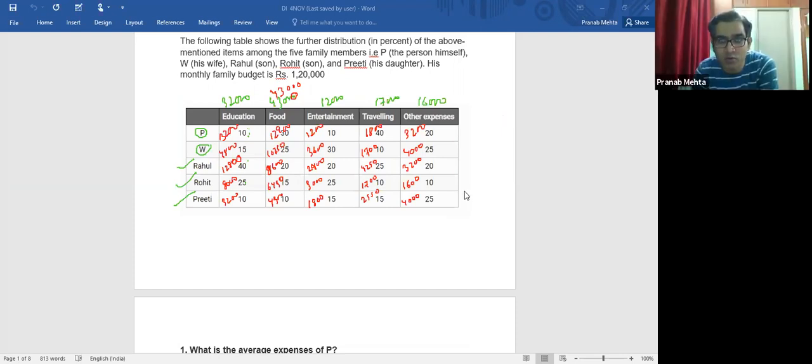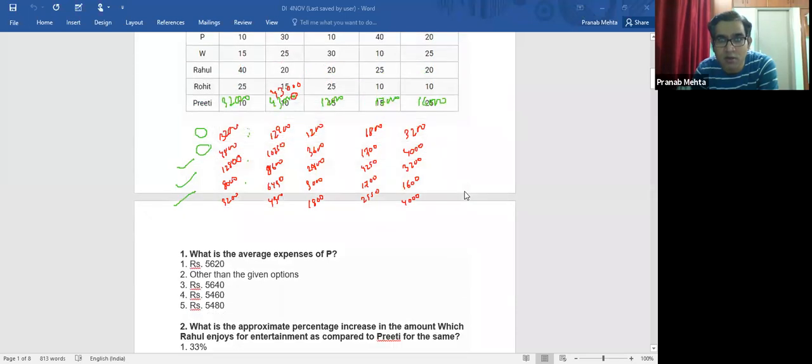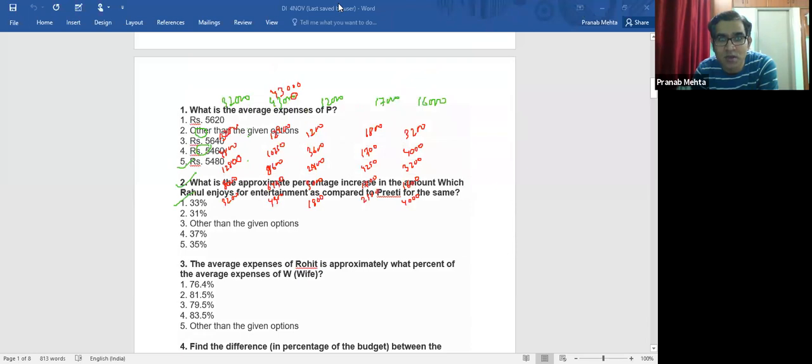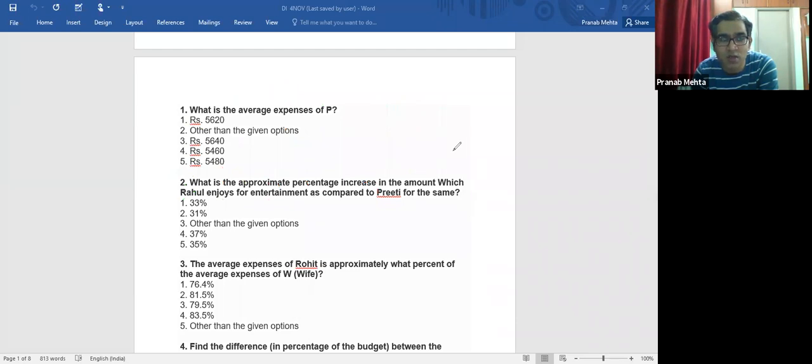Now I'll require you people to keep this data with you. It's fine, no issues. Now I think all of you have the data, so there's no problem. We can solve. Now, what is the average expense of P? The average expense of P is nothing but total expense of P divided by number of categories. So, what is the expense of P on education?